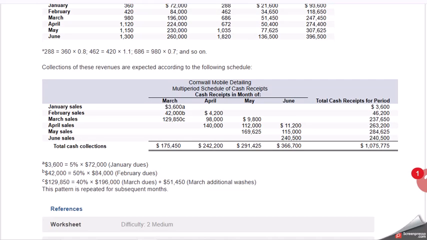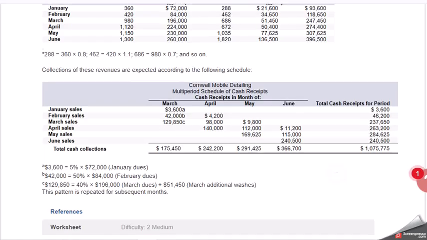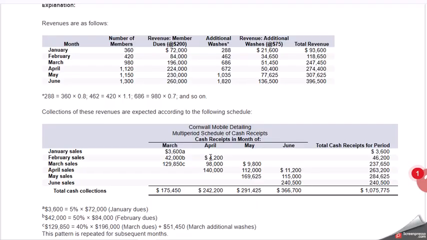Let's look at C. Yeah, so then C, we had the 40% of the March dues, and then we just added all of the March additional washes to that because all the additional washes are paid in cash in the month that they occur. Then April would be the same way, same type setup.